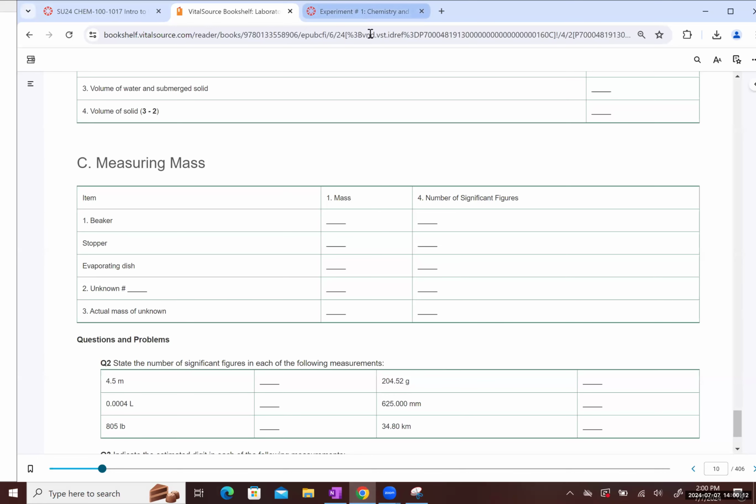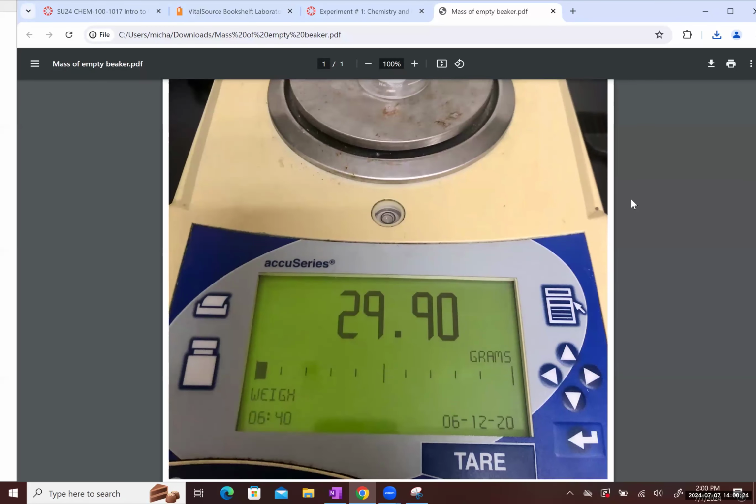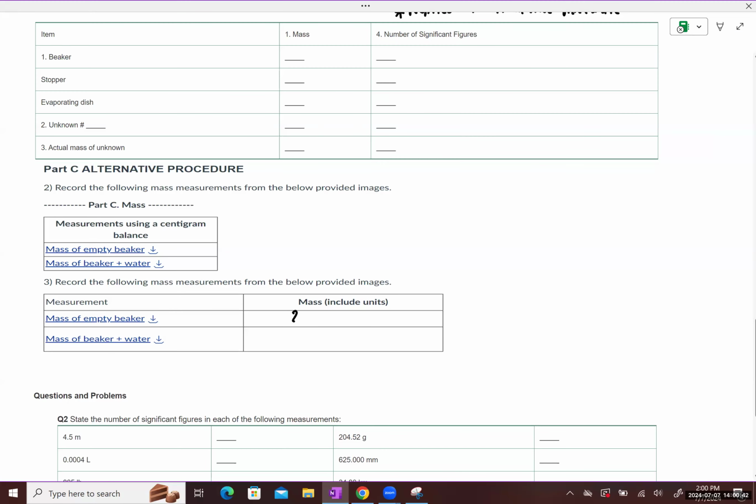We open up the lab page, and again, we have 2 images to work with. Let's start with the first image, which involves the mass of an empty beaker. So we're just going to record the mass reading. So in this case, you're going to take all of the mass reading values, and you're going to take all of the digits reported in this balance measurement. So we're going to write down 29.90. And the units, which are very important, are grams.